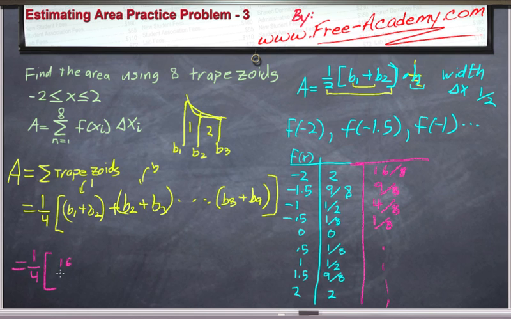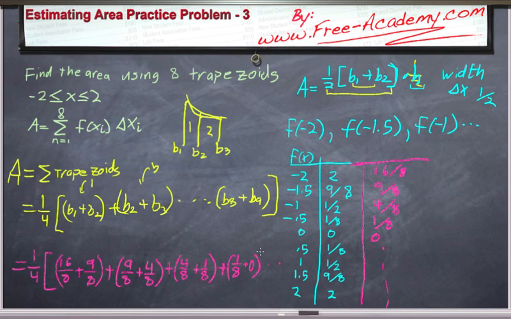So this will be 16/8 plus 9/8 plus 9/8 plus 4/8 plus 4/8 plus 1/8 plus 1/8 plus 0.